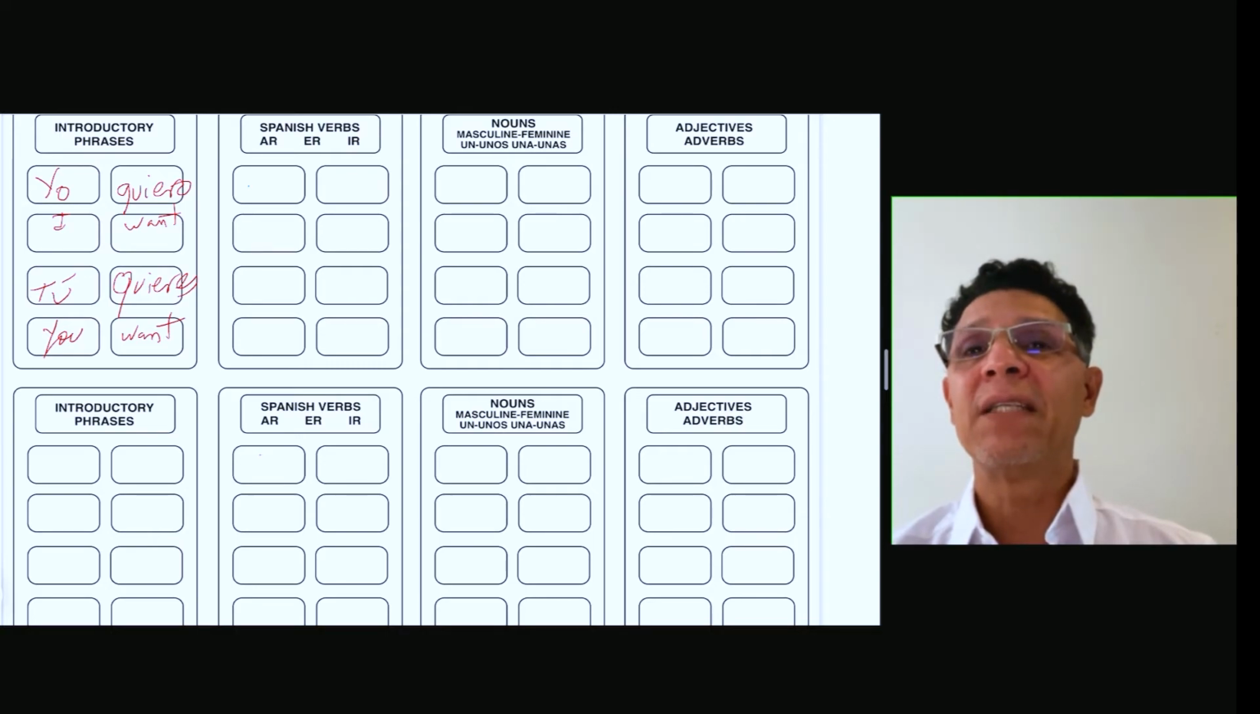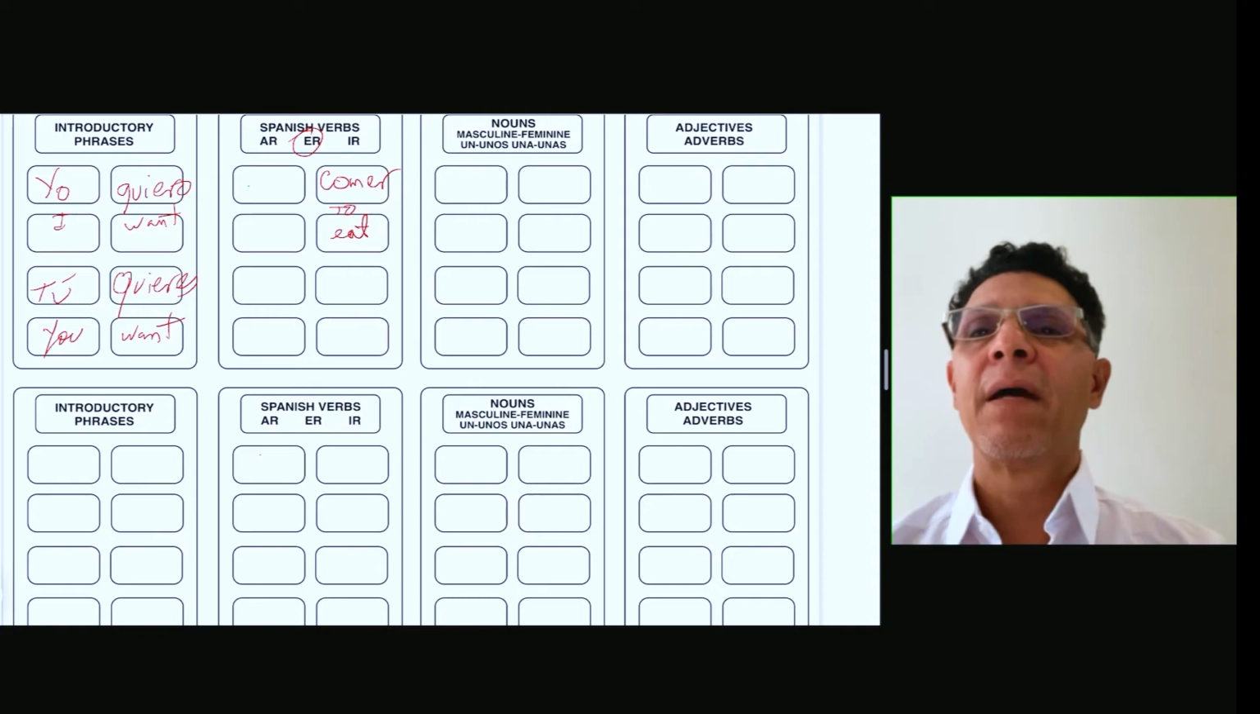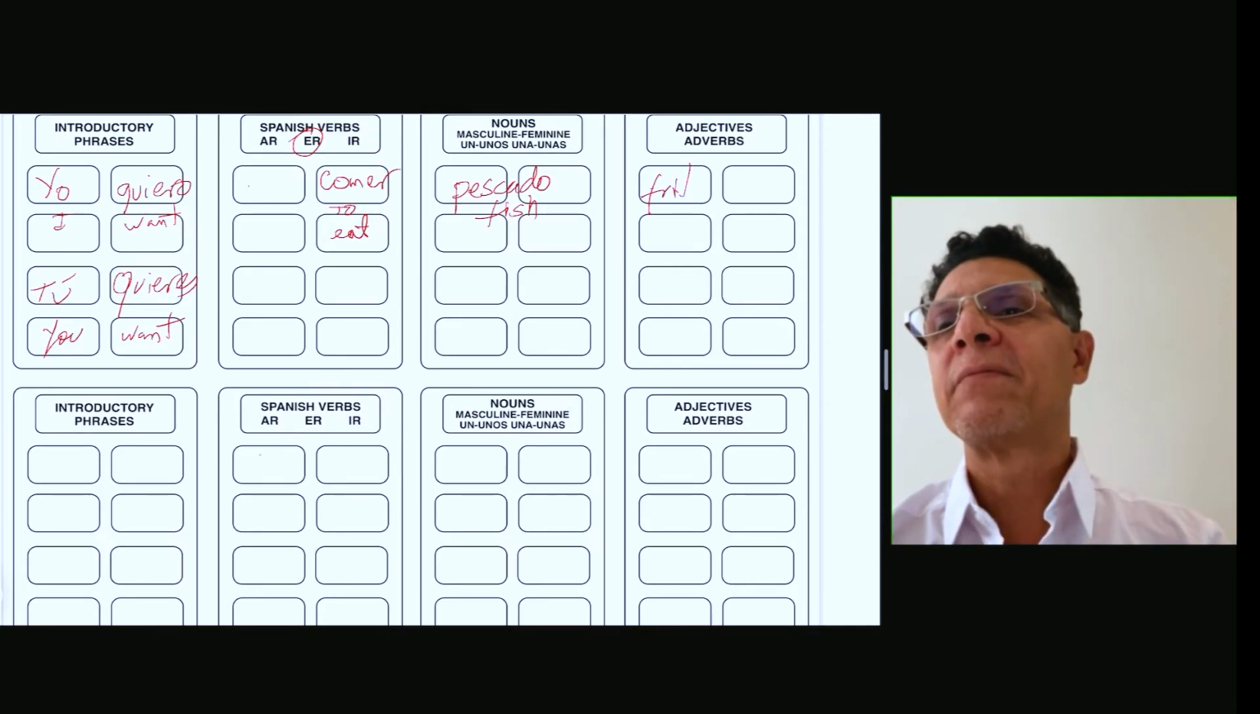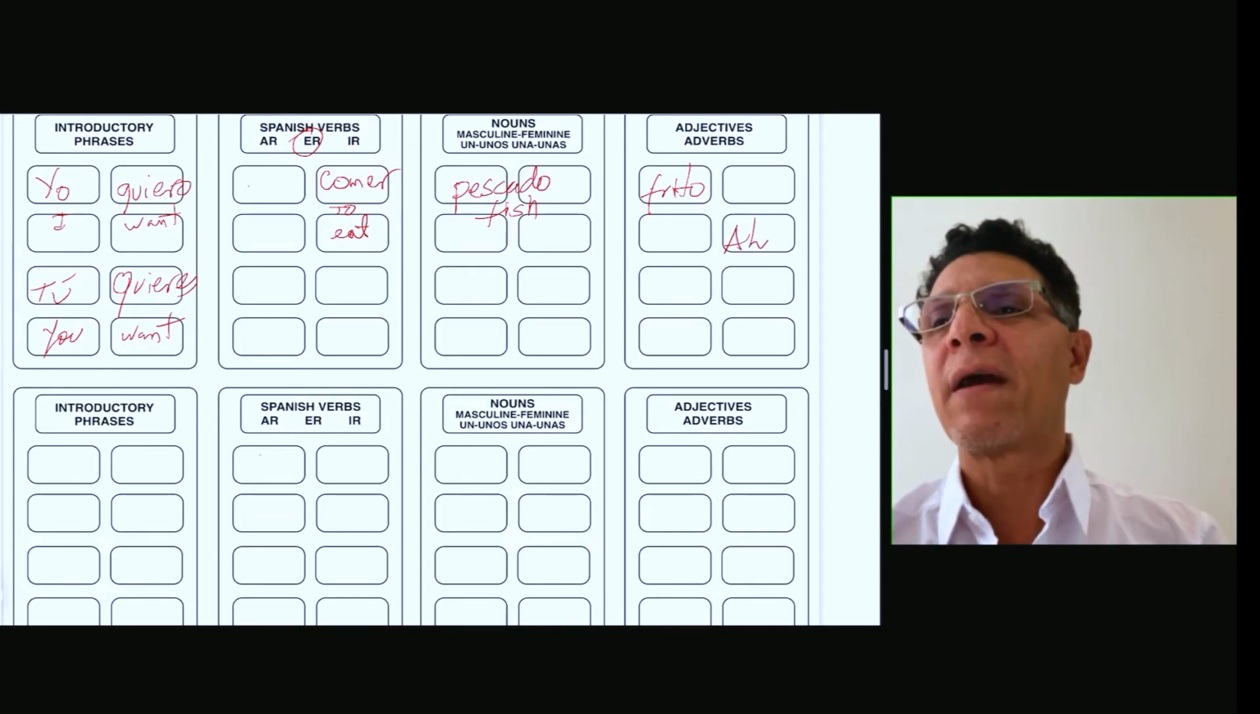how to say to eat. We ask, hey, how do you say, ¿cómo se dice? How do you say, ¿cómo se dice to eat? Oh, that's comer. Comer, to eat. And what do you want to eat? Well, I want to eat fish, pescado. You put your favorite food there. Well, how do you want your fish? Well, I want it fried, frito. And when do you want it? Well, I want it now, ahora.